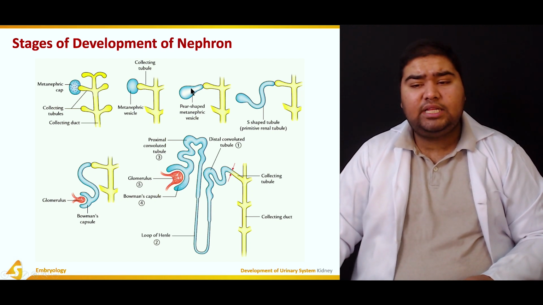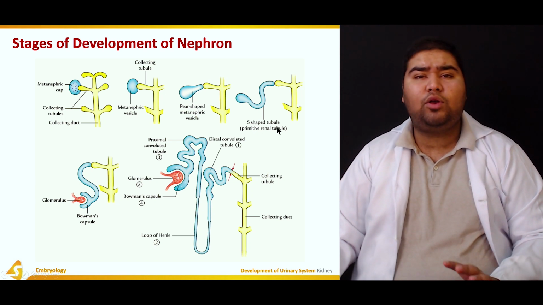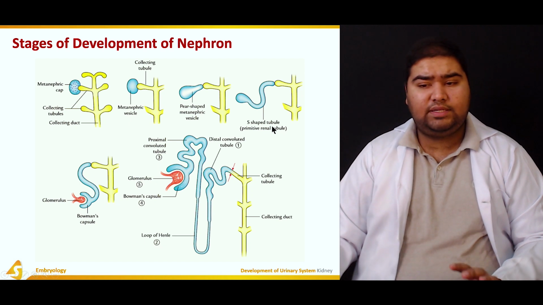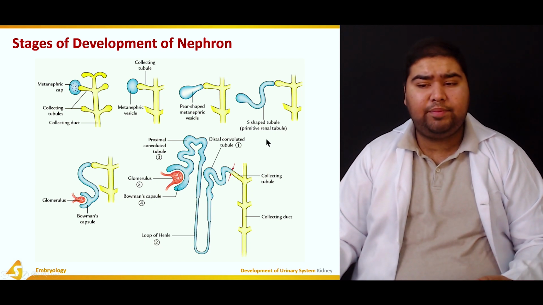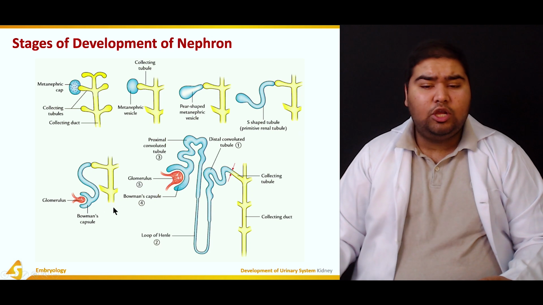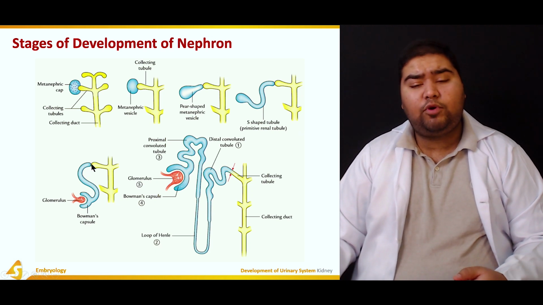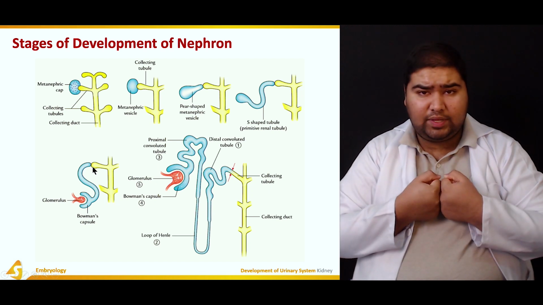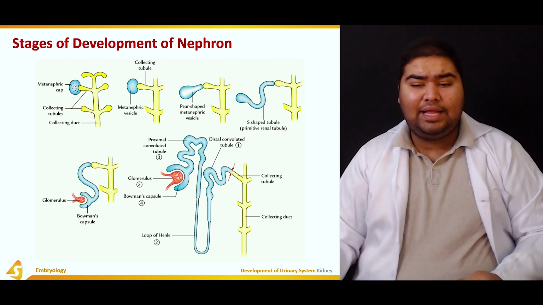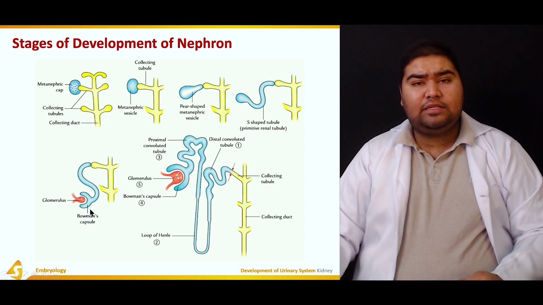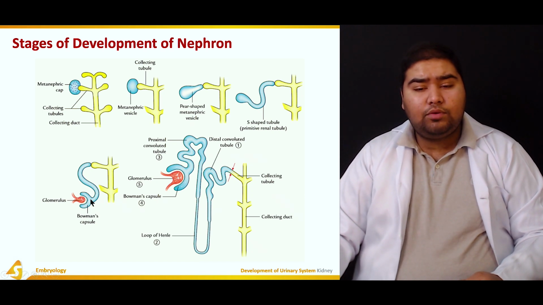This pear-shaped vesicle changes its shape to an S-shaped tubule, and at this stage in time we call this developing structure a primitive renal tubule. So the proximal end of this primitive renal tubule now comes in close apposition with the collecting tubules, and the distal end expands to form the Bowman's capsule.